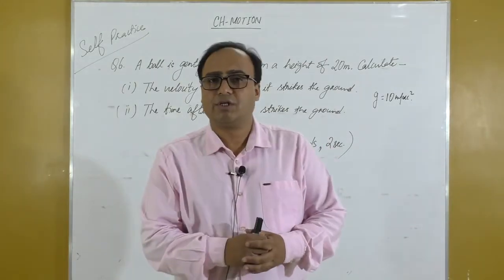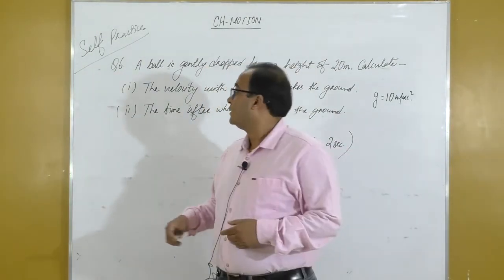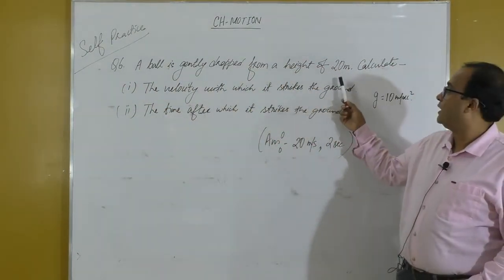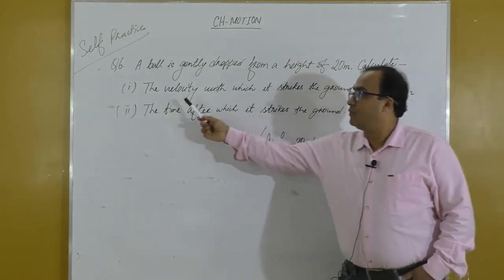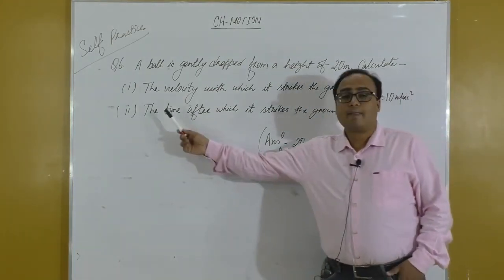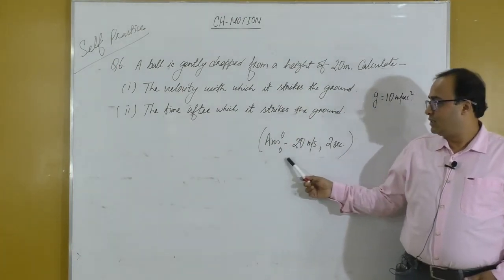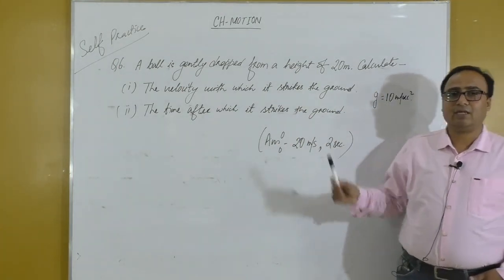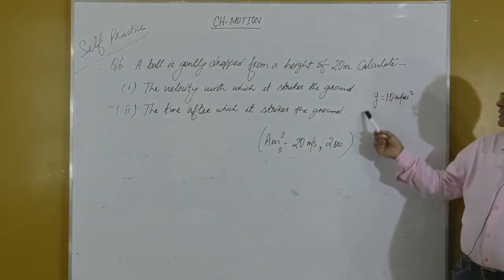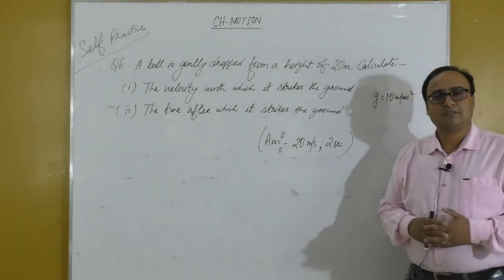Okay, now I am going to give you question number 6, and that question is for your self-practice. The question you can note down: a ball is gently dropped from a height of 20 meter. Calculate, number 1, the velocity with which it strikes the ground. Number 2, the time after which it strikes the ground. Okay, so the answers are given for your convenience, and for calculation of the velocity and the time, you should consider g equals 10 meter per second square, acceleration due to gravity 10 meter per second square.